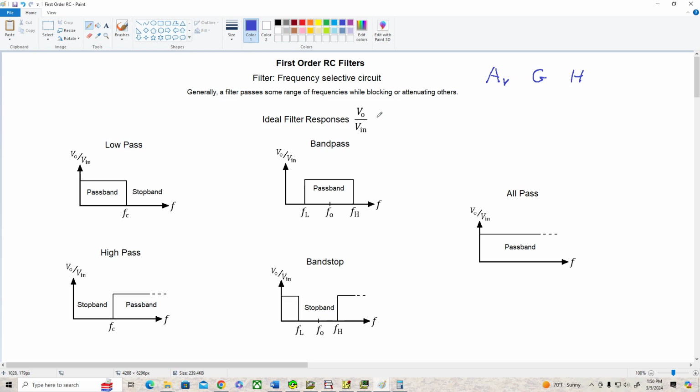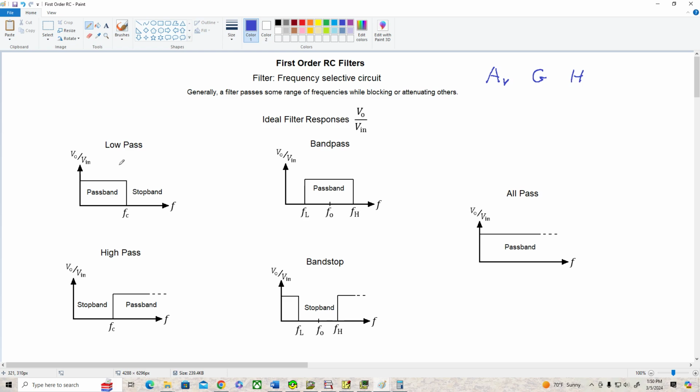Now there are 5 fundamental filter response types: low pass, high pass, band pass, band stop, sometimes called a notch filter, and all pass. Today we're just going to be concentrating on low pass and high pass, so don't worry about these 3. We'll talk about them some other time.